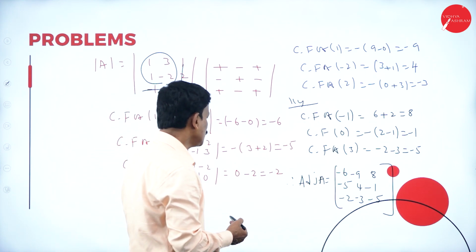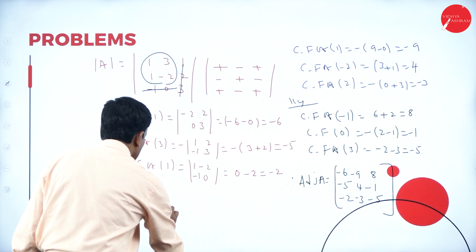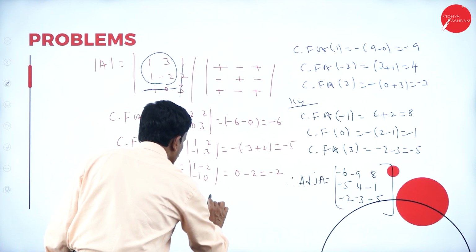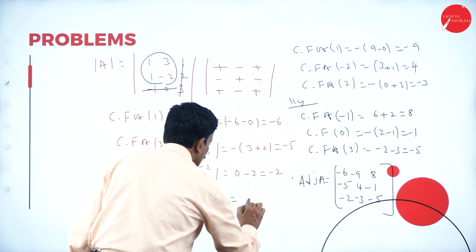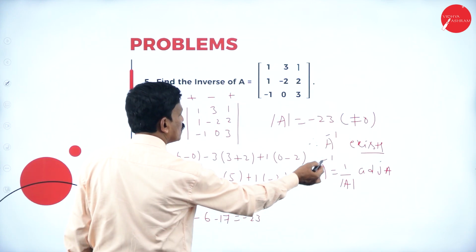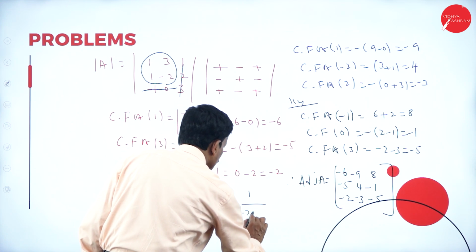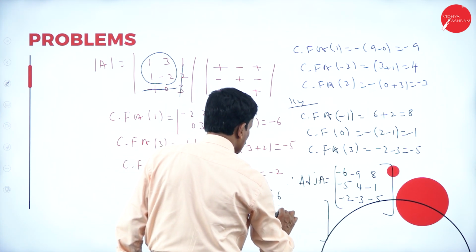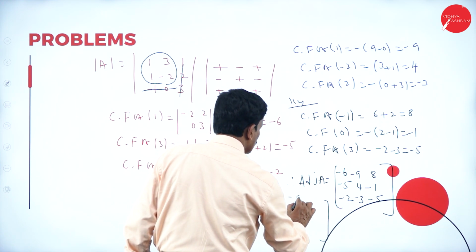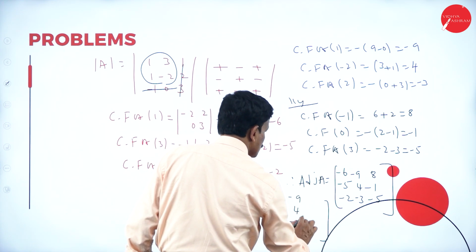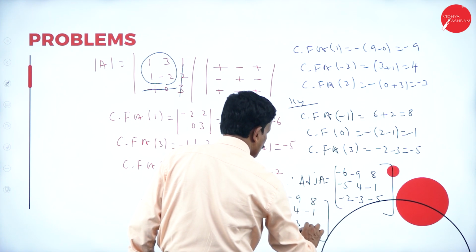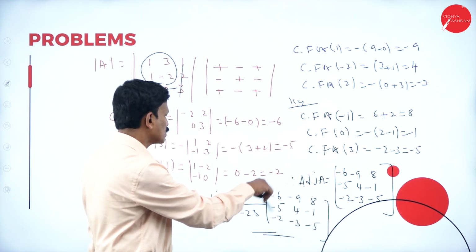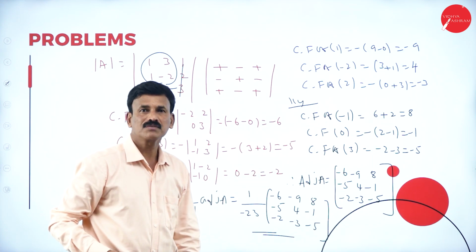So, therefore, A inverse is given by A inverse is equal to 1 over determinant of A into adjoint of A. What is determinant of A? Determinant of A is equal to minus 23, into the adjoint. This is the adjoint: minus 6, minus 5, minus 2, minus 9, 4, minus 3, 8, minus 1 and minus 5. This is the inverse. Minus 1 over 23 times the matrix is the inverse of the given matrix.